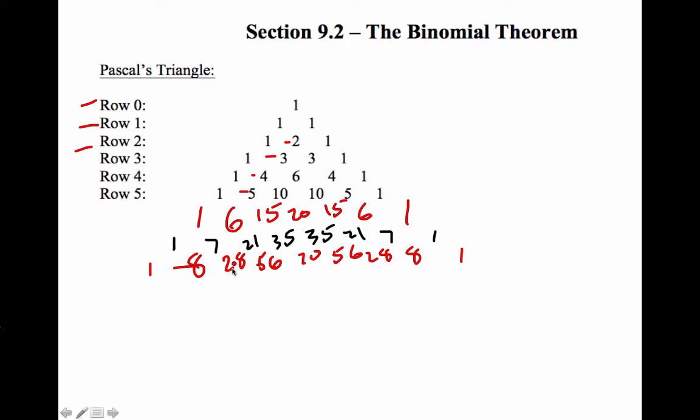You get the values from the values directly above it. 1 plus 1 is 2, 1 plus 2 is 3, 2 plus 1 is 3, and so on and so forth. So we're going to use this to expand binomials. That's why it's called the binomial theorem. We'll also use it to find individual terms of multiplying binomials.